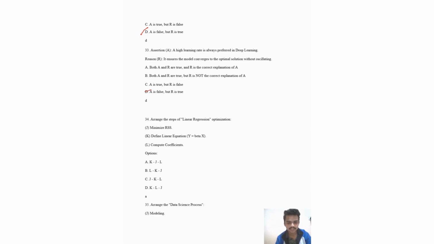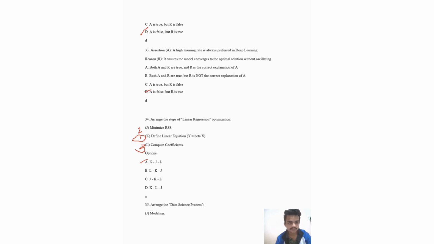Arrange the steps of linear regression: optimizes, minimizes RSS, define linear, compute coefficients. So the first will be this, define linear regression, and then the second will be like this, minimizes RSS, and the third will be like this. So the option will be KJL.